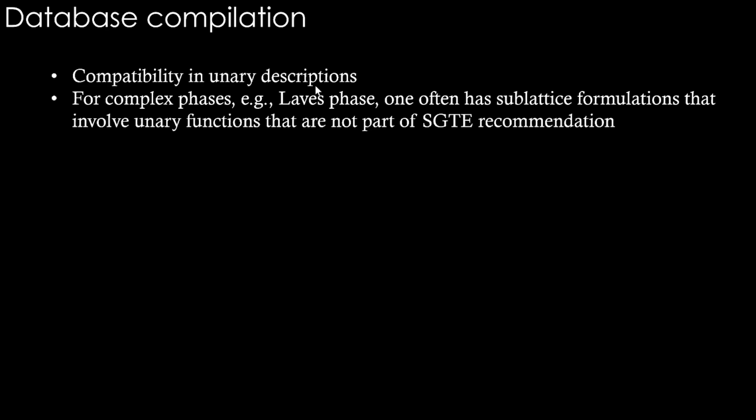Now we will see compatibility issues. One compatibility issue can be from unary descriptions. For example, you take complex phases such as the Laves phase. One often has sublattice formulations that involve unary functions that are not part of the SGTE recommendation. You see, SGTE gives Gibbs energies for different crystal structures for the same element, right? But it doesn't give them for all the crystal structures. For example, the Laves phase crystal structure. For that, for each element you don't have the SGTE data. So we don't have the standard data for this kind of unary phases. In that case, one has to use non-standard values, and that can cause problems.